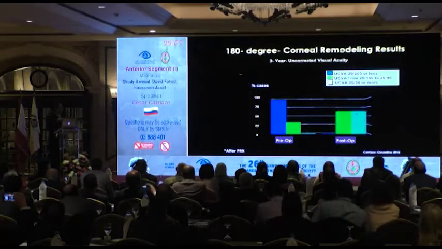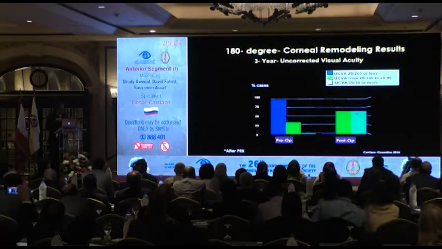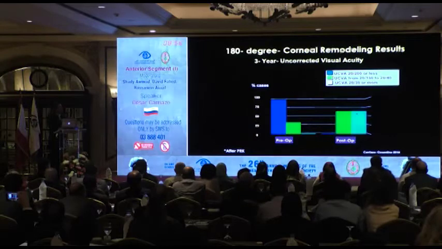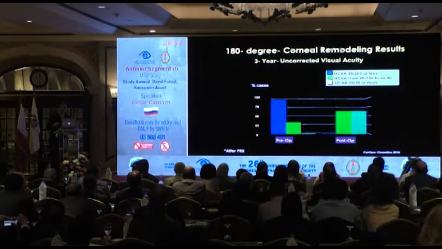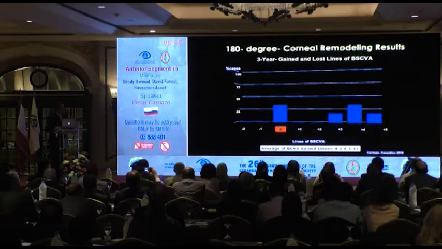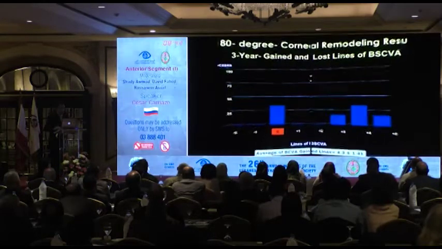This is the first group, the uncorrected visual acuity. You can see how the vision increased. In this group, we did PRK 2 years after surgery, and you can see that all the cases are between 20/20 and 20/30 without glasses. This is the gain and loss of lines of vision in this group. You can see how the vision increased. We don't lose any line of vision in any group.